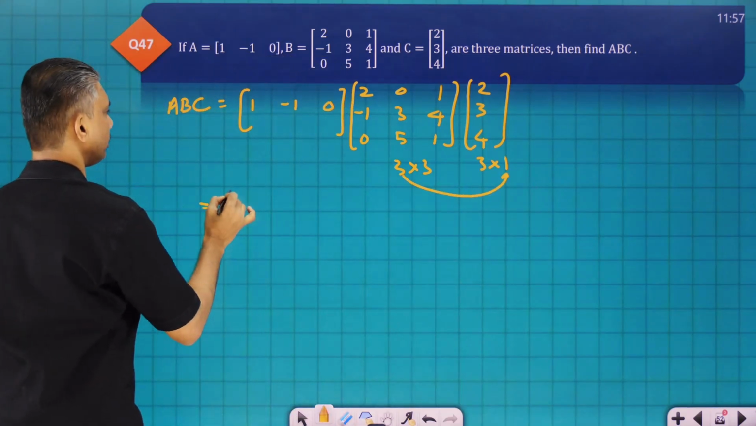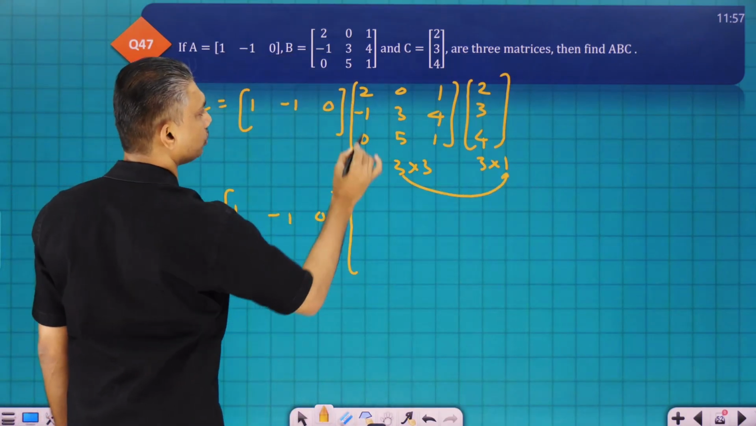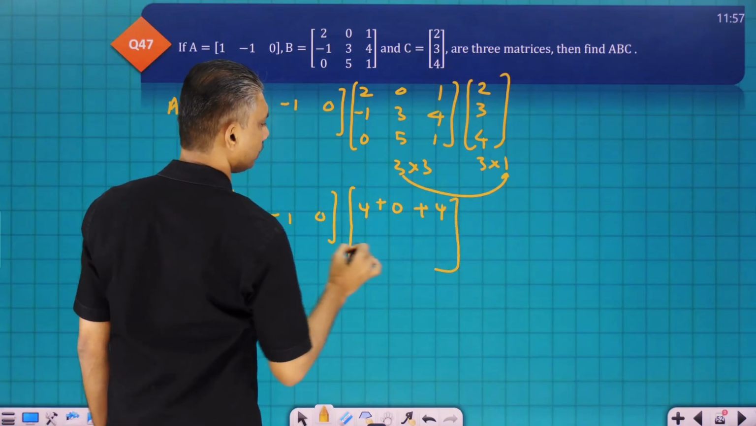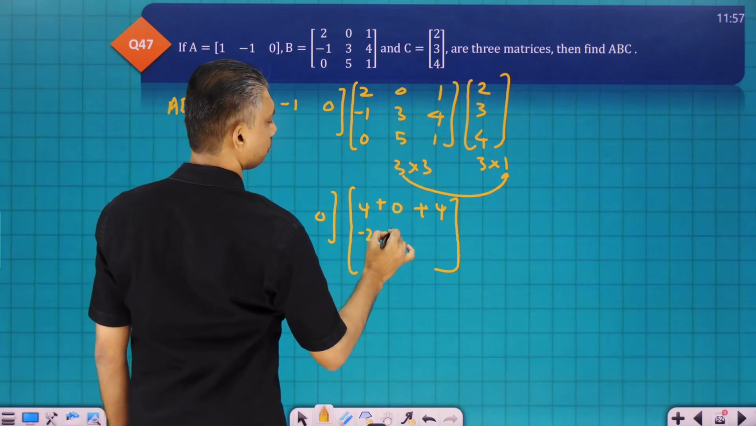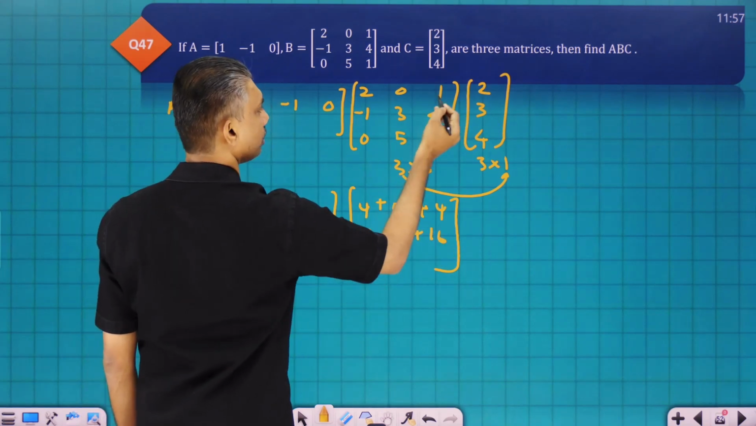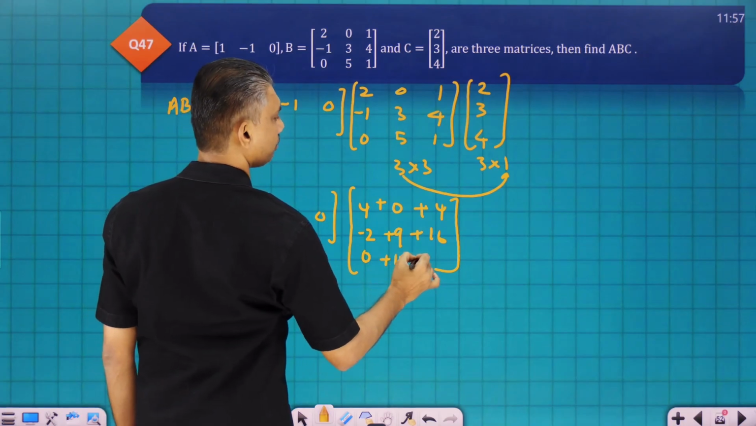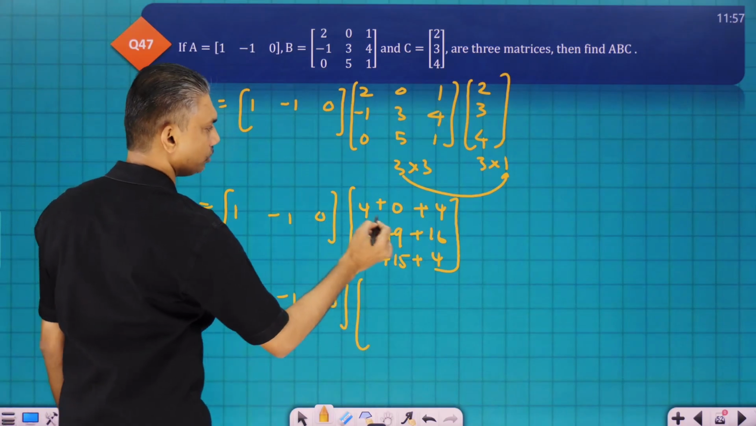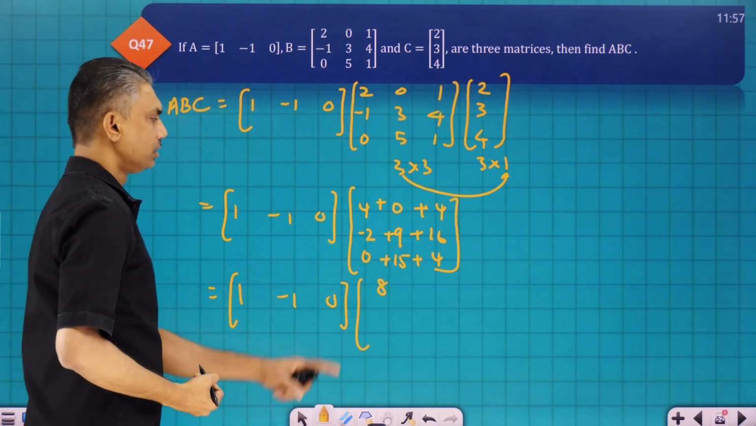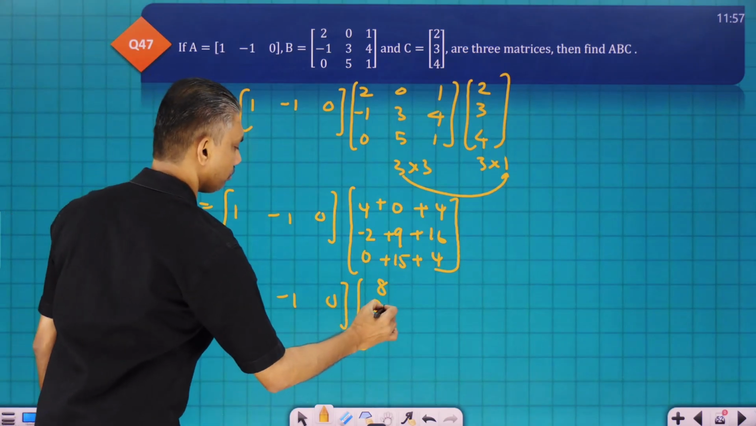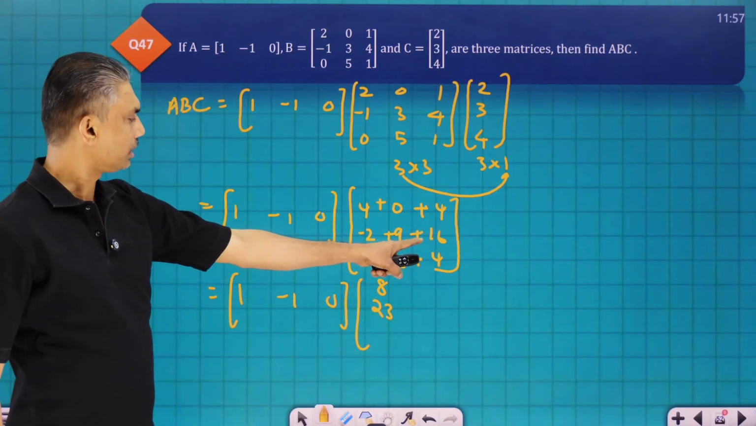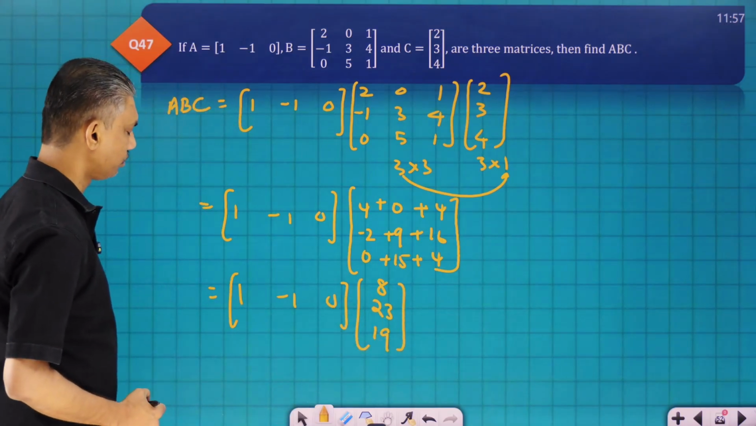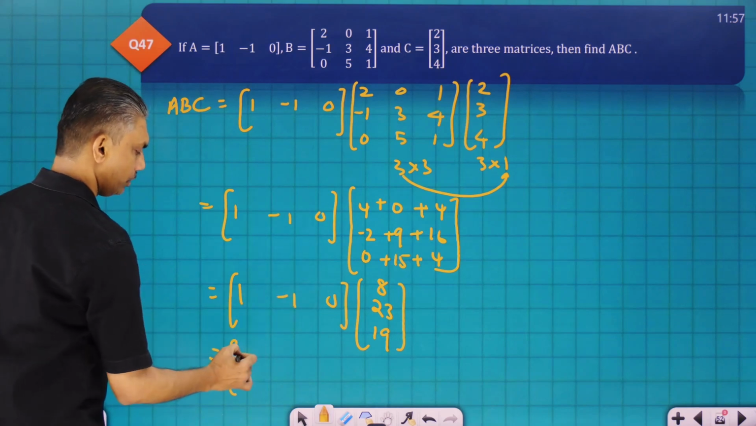So you will be getting the row matrix 1, minus 1, 0 into the column with first row 2 into 2, 4 plus 0 plus 4. Second row, minus 2 plus 9 plus 16, third row 0 plus 15 plus 4. That is equal to 1, minus 1, 0 into 8, 23, 19. Now if you multiply this one, you will be getting 1 into 8.